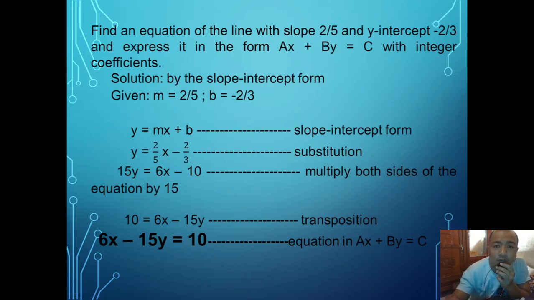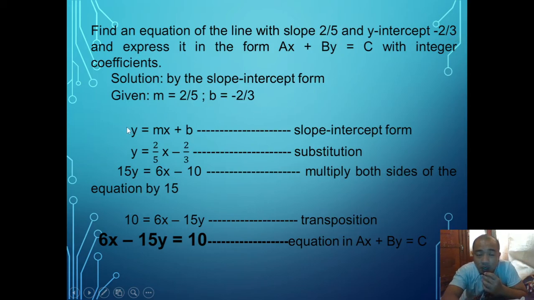Another, find an equation of the line with slope 2/5 and y-intercept negative 2/3 and express it in the form ax plus by equals c with integer coefficients. Slope, positive 2/5, y-intercept, negative 2/3. So m is 2/5, b is negative 2/3. Substitute it to the slope-intercept form, y equals 2/5 x minus 2/3.